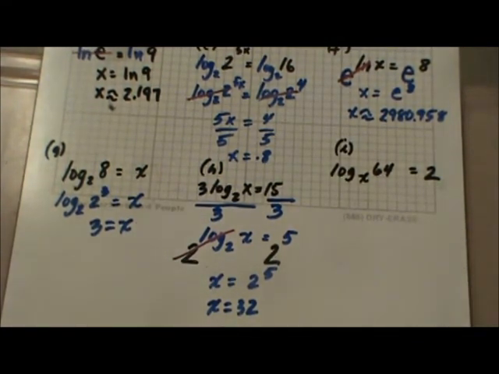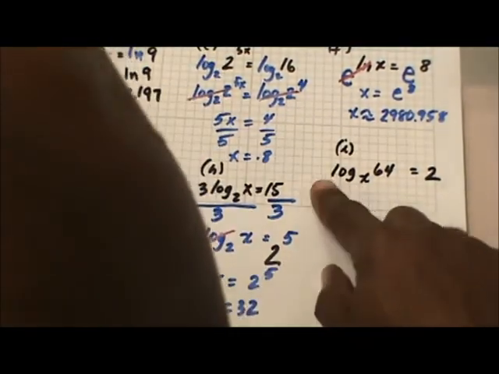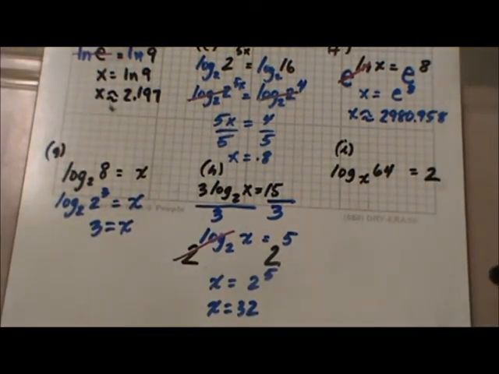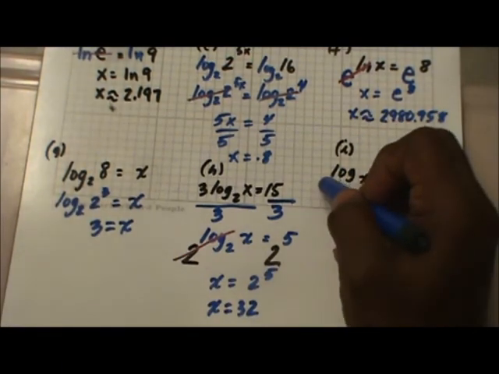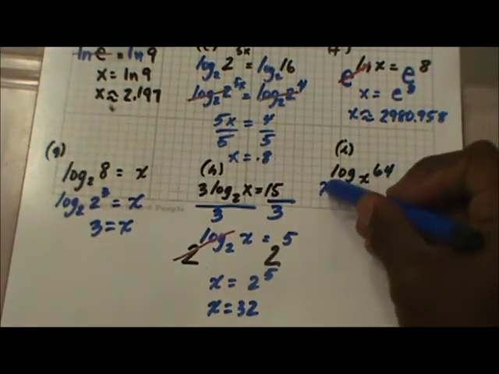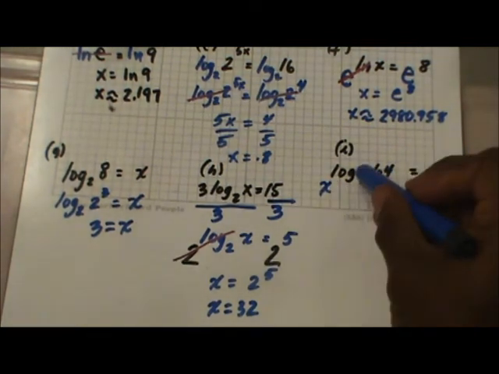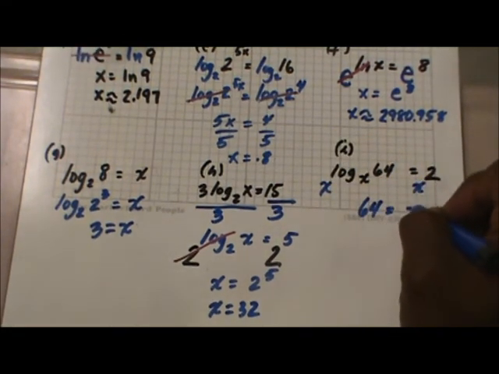So here's the thing. I want to change the form a little bit. I don't really want to cancel this, but I want to get rid of the log. There are a couple of different ways we can do this, but we're going to keep with what we've been doing. We want to get that situation where we raise everything to an x. Now what happens here? x to the log base x cancels. It's just 64 is equal to x squared.